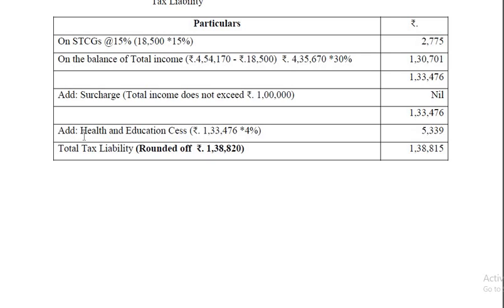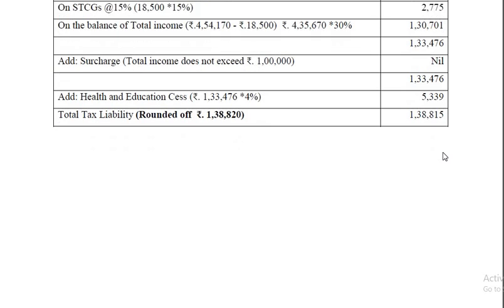But to that you have to add health and education cess. That is at the rate of 4% of this value. Whatever may be the value on this, 4% should be calculated. So that comes to 5,339. So if you add up these two values, you will get 1,38,815. Actually, this should be rounded off to the nearest 10. So 1,38,820. In case there is any advance payment of tax, then it should be deducted and the net tax liability should be calculated. So thank you very much.